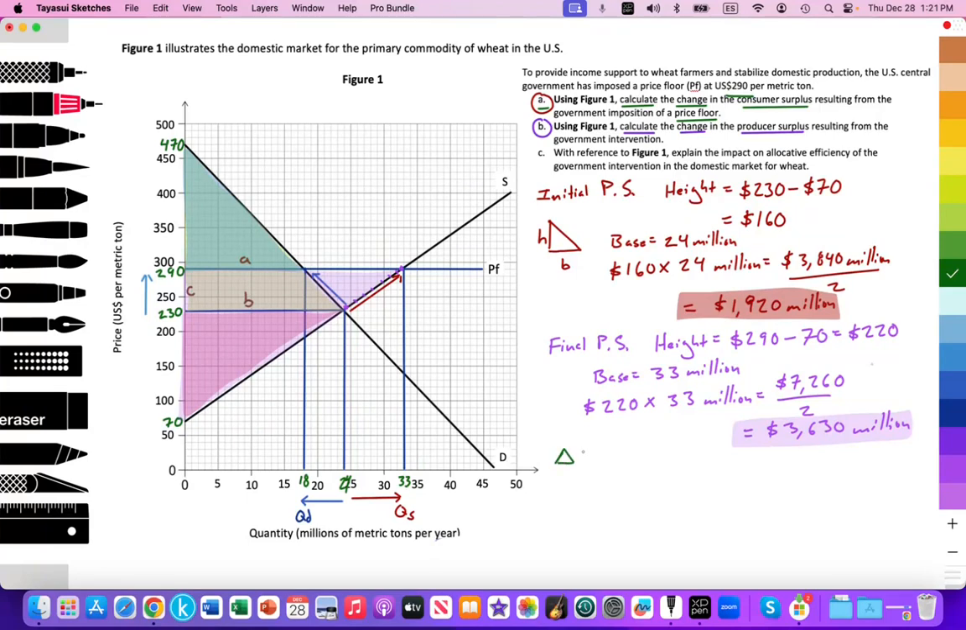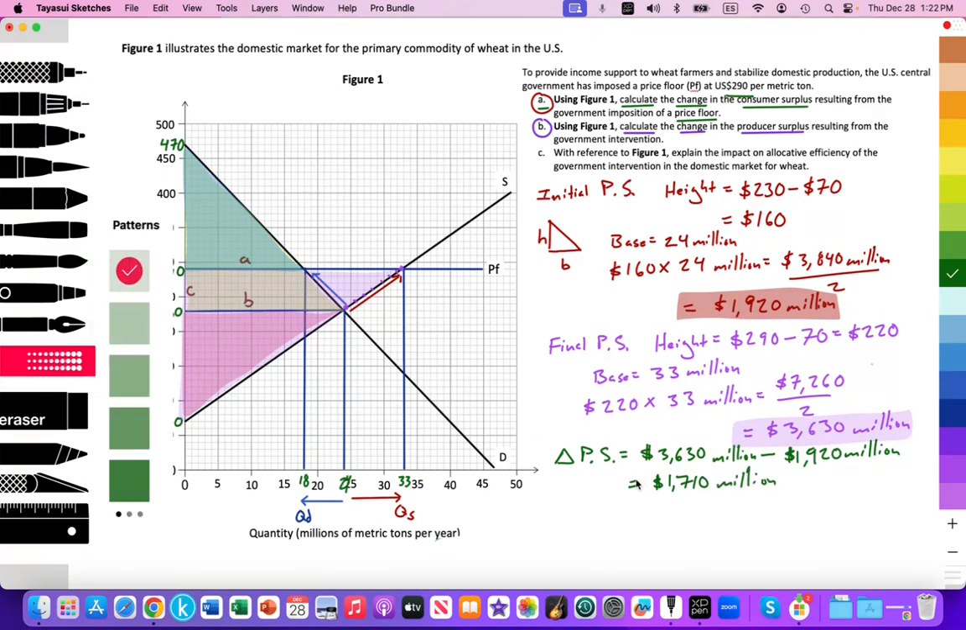The change in the producer surplus is going to be equal to final minus initial. And that final value is 3,630 million minus 1,920 million. And so that equals 1,710 million. So there is my final answer, and I'll highlight that in green.